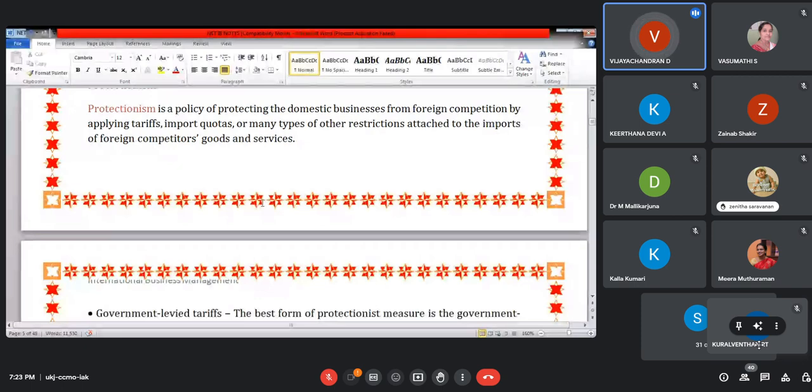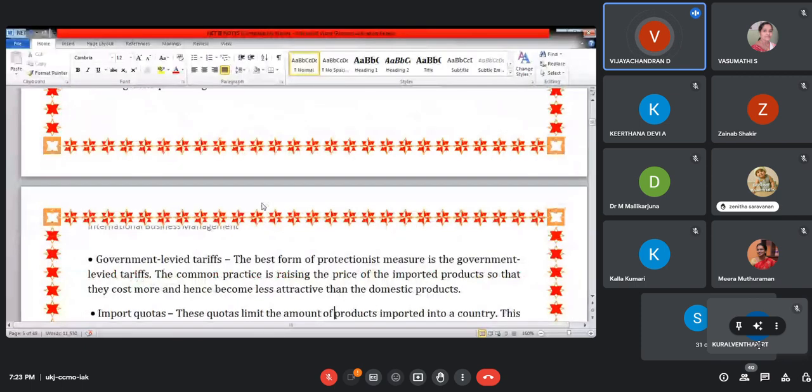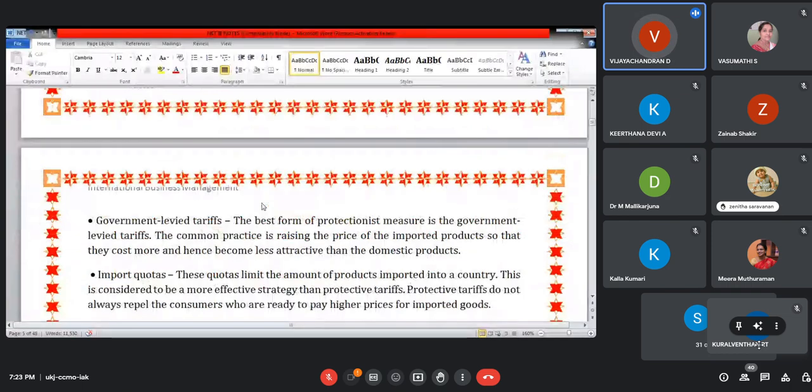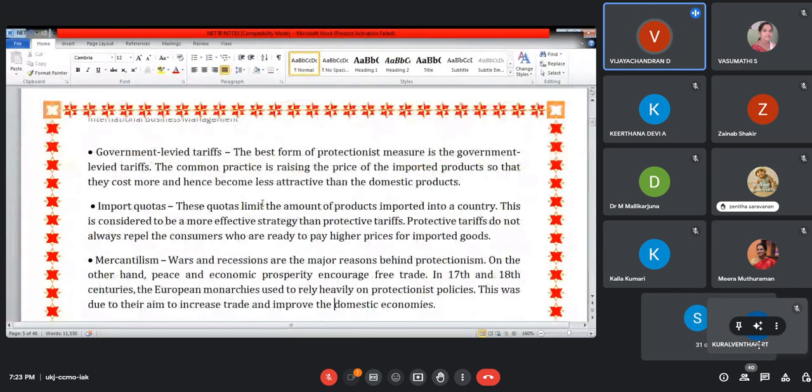Okay, and next, tariff. What is a tariff? It is a tax, raising the price of the imported products, so the cost will be more. If you are importing a product, the government will levy a customs tax, customs charge. So if the tariff is more, what happens? The product price will be more. Import quotas, I told. And another way is mercantilism.